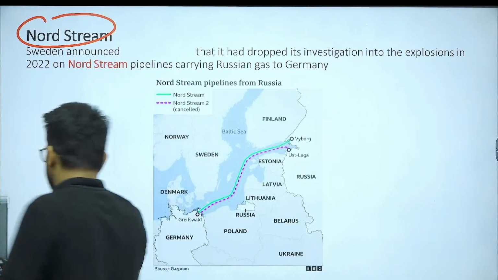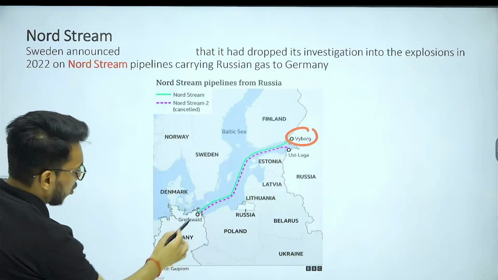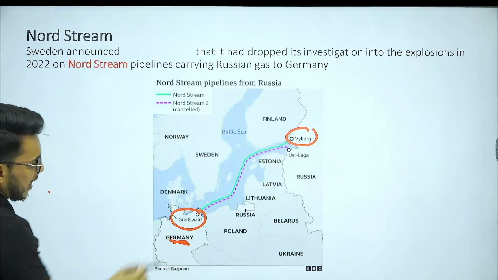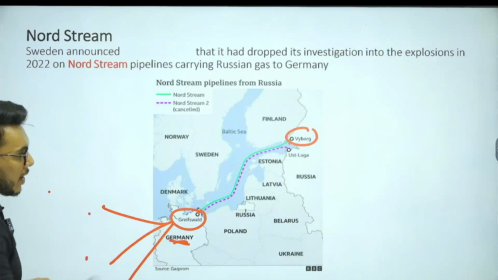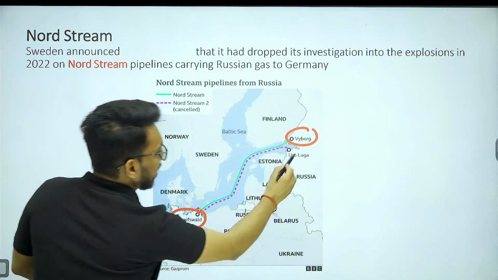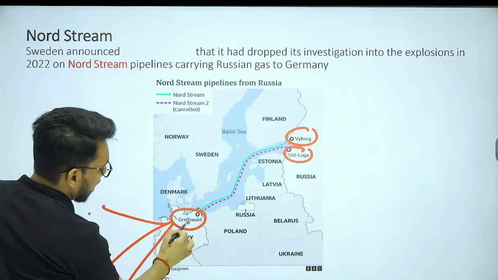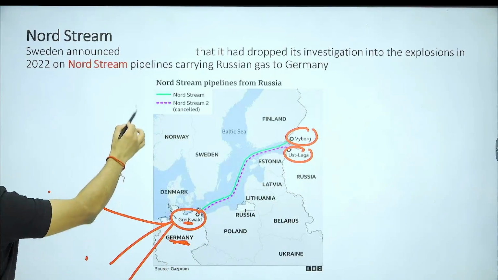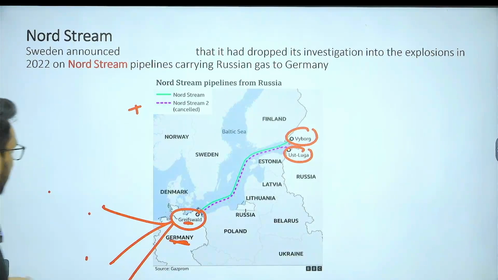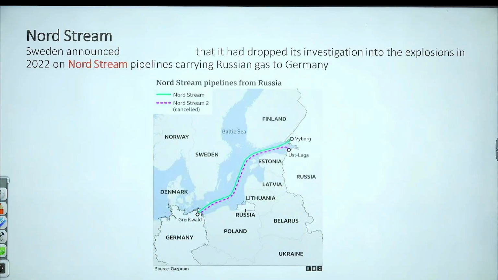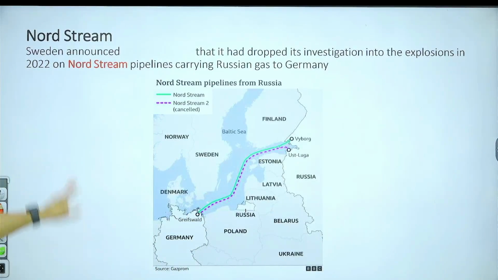Now, Nord Stream pipeline 1 connects Vyborg in Russia to Greifswald in Germany. And from Germany, natural gas will be transported to the other parts of Europe. And Nord Stream 2 intended to connect Ust-Luga in Russia again with Greifswald in Germany. And as of now, it has been dropped because of the Russia-Ukraine war that is going on. Okay, so Nord Stream 1 and Nord Stream 2 connect Russia with Germany. Natural gas will be transported.